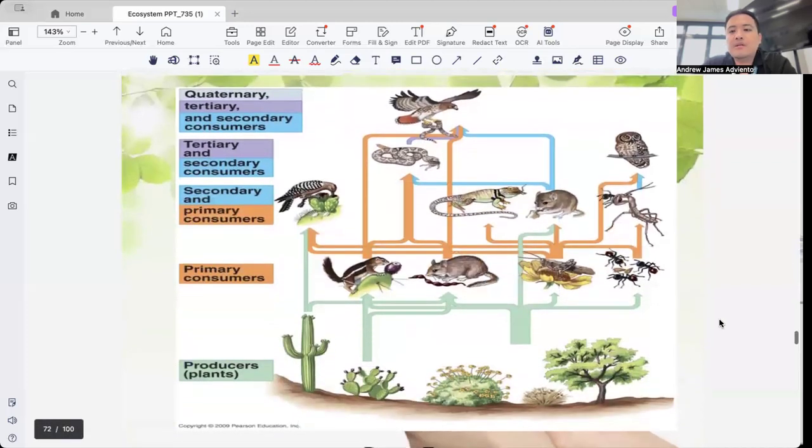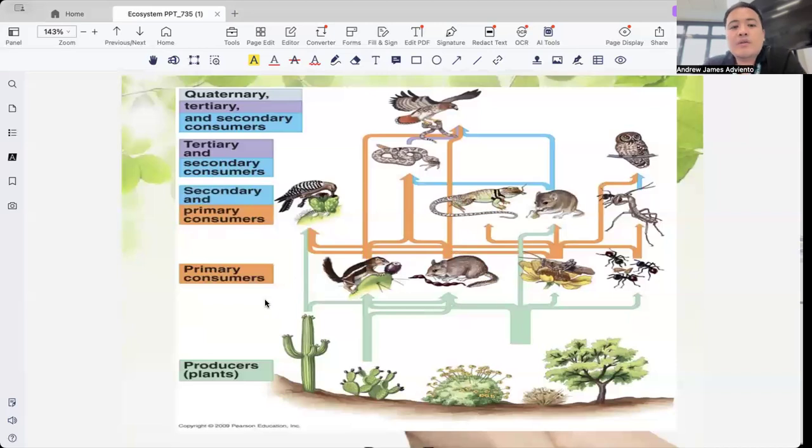This is a very good example of a food web in the desert ecosystem to visualize it. Producers include cacti and shrubs. Primary consumers could be insects and rodents that feed on them. And then the secondary consumers, like snakes and lizards, eat the herbivores. And finally, hawks and foxes act as the top predators.